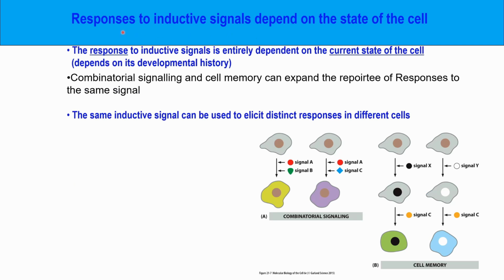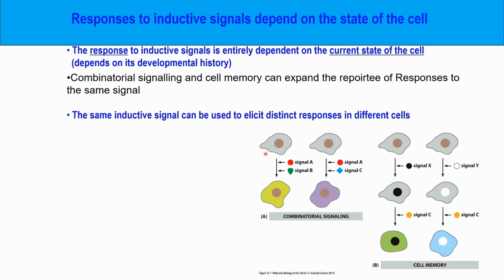and this is just to expand on the previous slides, that the responses to inductive signals depend on the state of the cell. But I want to add on to that the inductive signal, we can have combinations of inductive signals, and that the cell will remember these things. It has a cell memory, and that can expand the repertoire of responses to the same signal. So let's have a look at that.